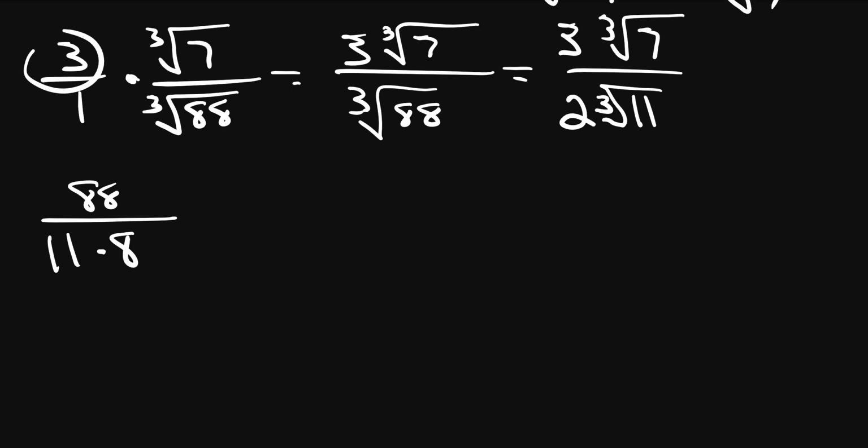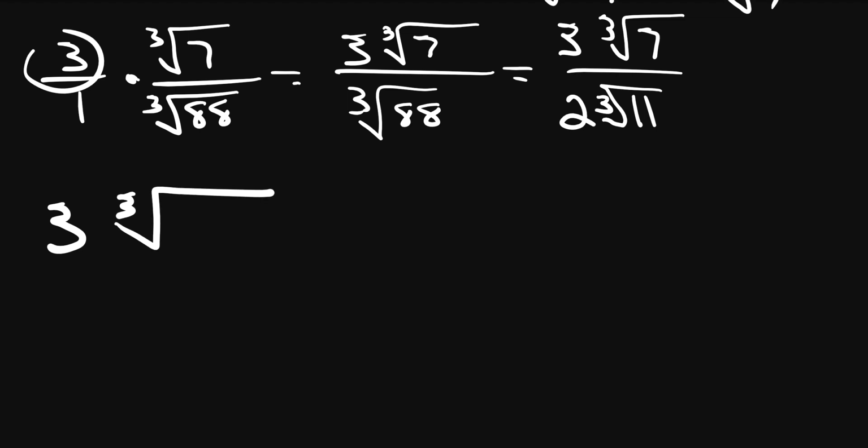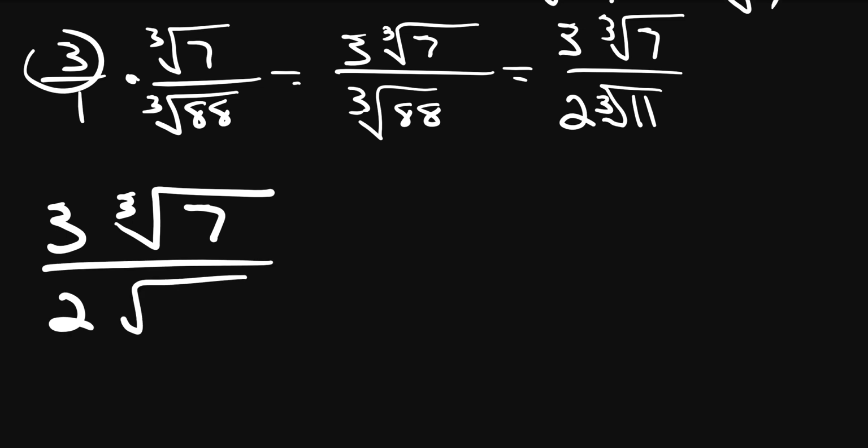All right, so these two, was 88, but now it's no longer. And so this is what I'm going to rationalize. Okay, so give me a second here. I want room to write too. And let's go with this, and I'm going to rewrite this to be 3 times the cube root of 7 over 2 times the cube root of 11.